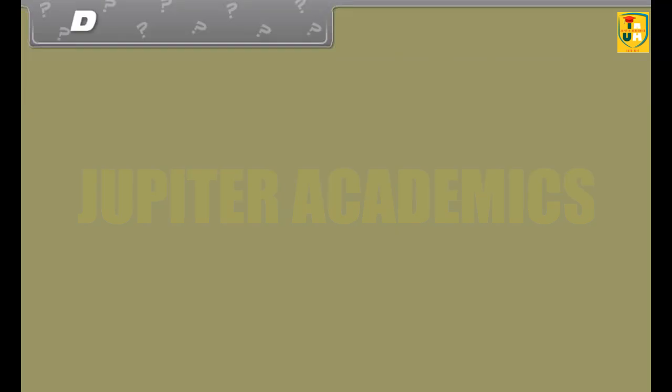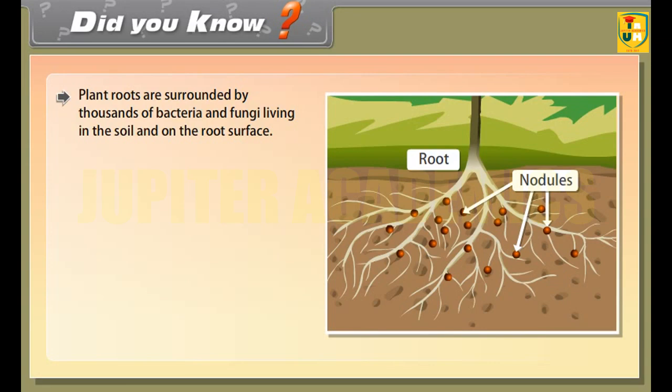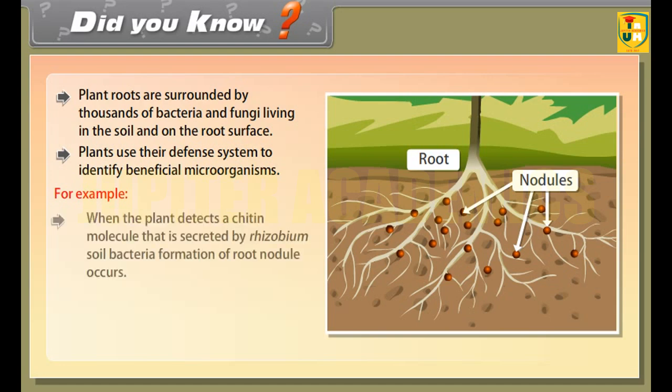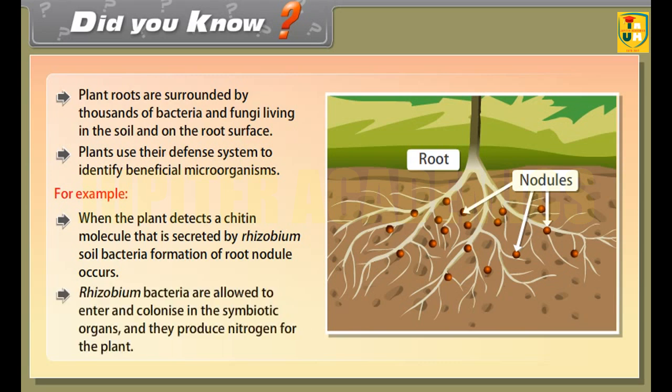Did you know? Plant roots are surrounded by thousands of bacteria and fungi living in the soil and on the root surface. Plants use their defense system to identify beneficial microorganisms. For example, when the plant detects a chitin molecule that is secreted by Rhizobium, a soil bacterium, formation of root nodules occurs. Rhizobium bacteria are allowed to enter and colonize in the symbiotic organs, and they produce nitrogen for the plant.